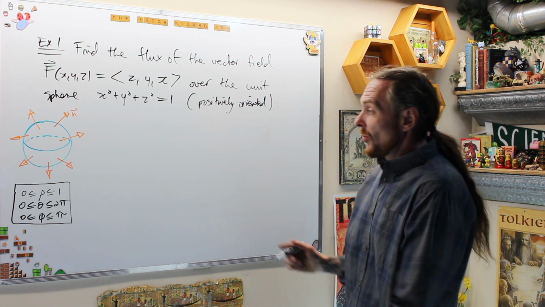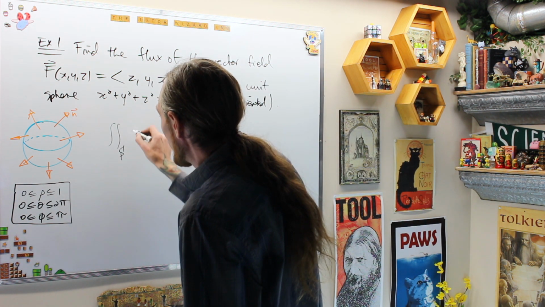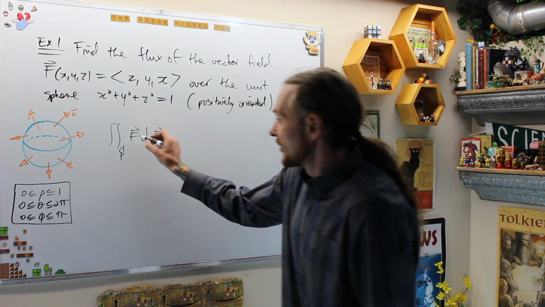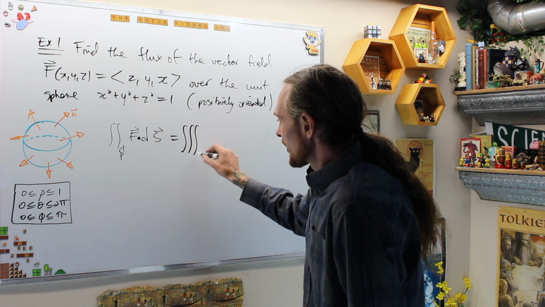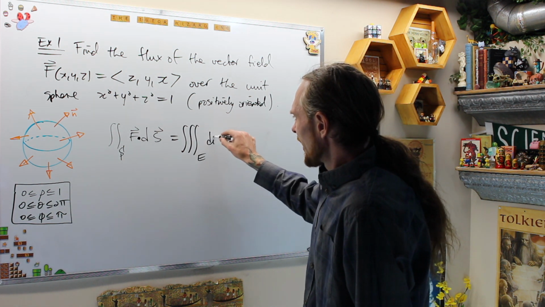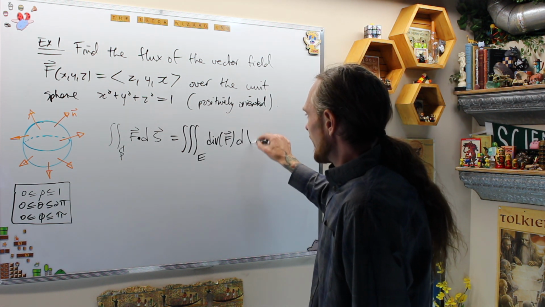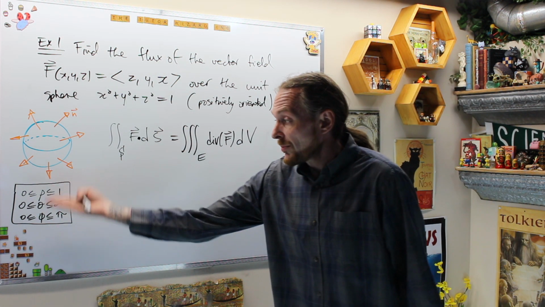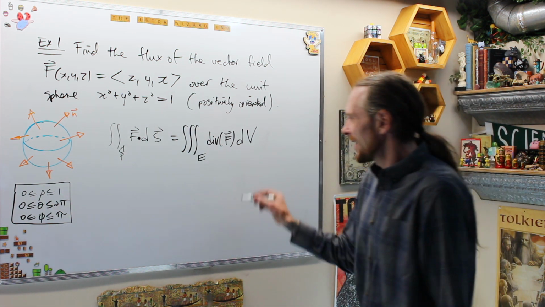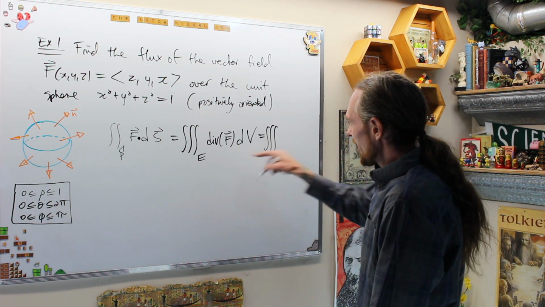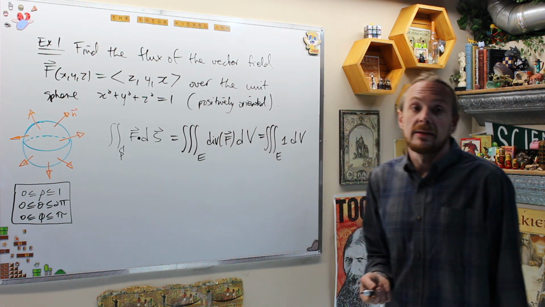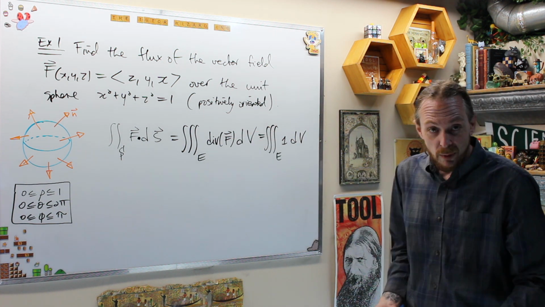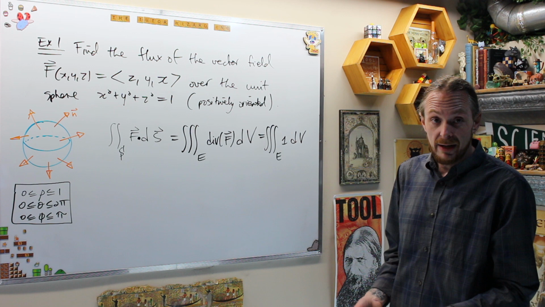Putting that all together, what do I have? The flux of my field across the surface S is equal, by the divergence theorem, to the triple integral of the divergence of F dV over my solid region E. My solid region E is the unit ball, which has these bounds. What that tells me is this is the triple integral over E of 1 dV. And so the book says this is the volume of this unit ball. So what is that going to be? 4/3 pi r cubed, and r is 1, so 4 pi over 3.